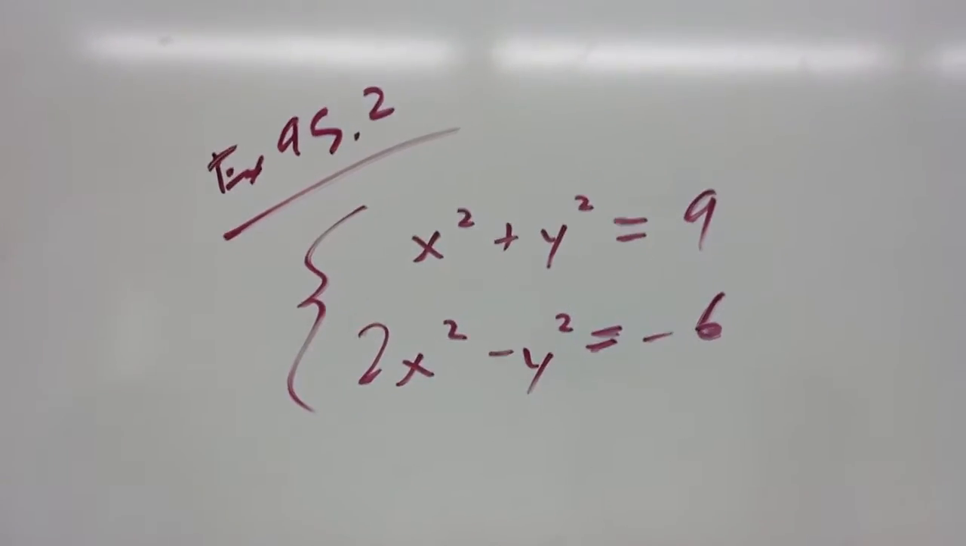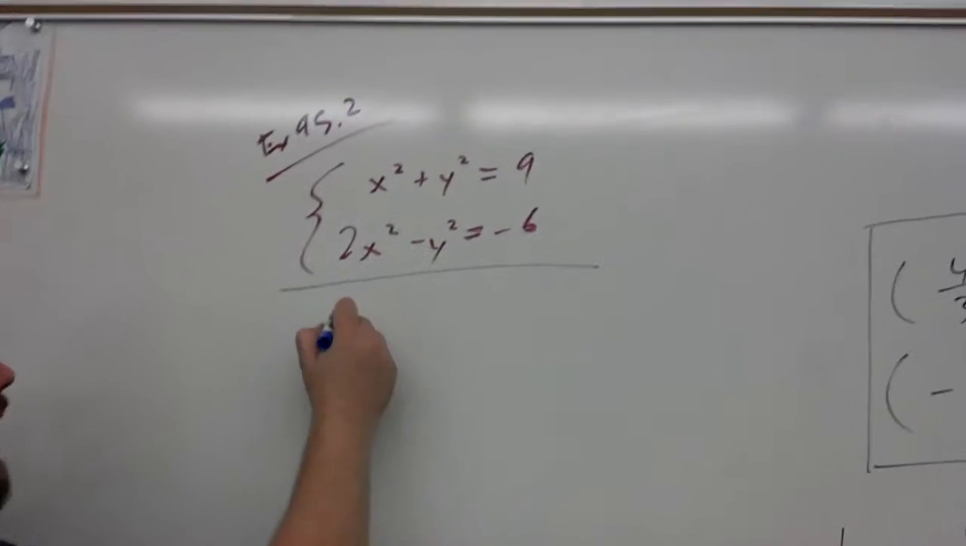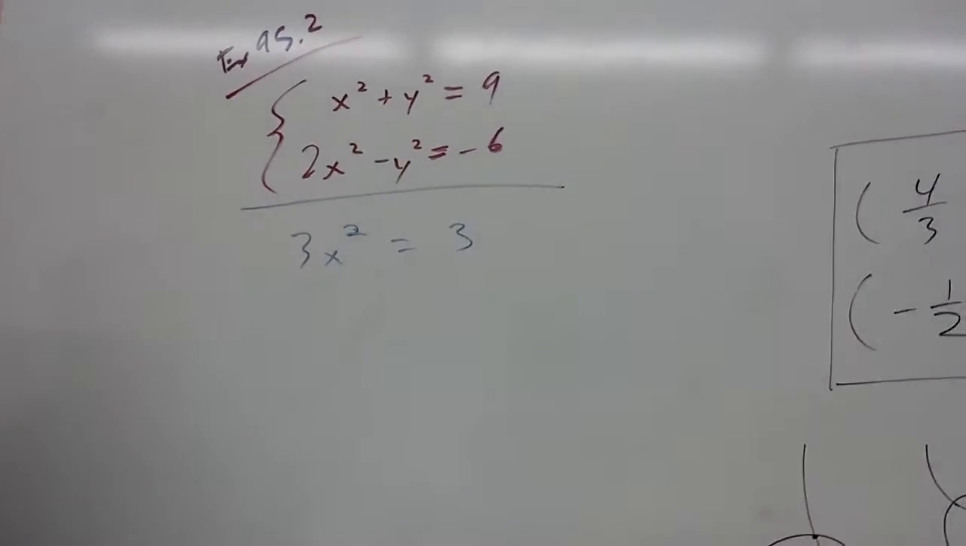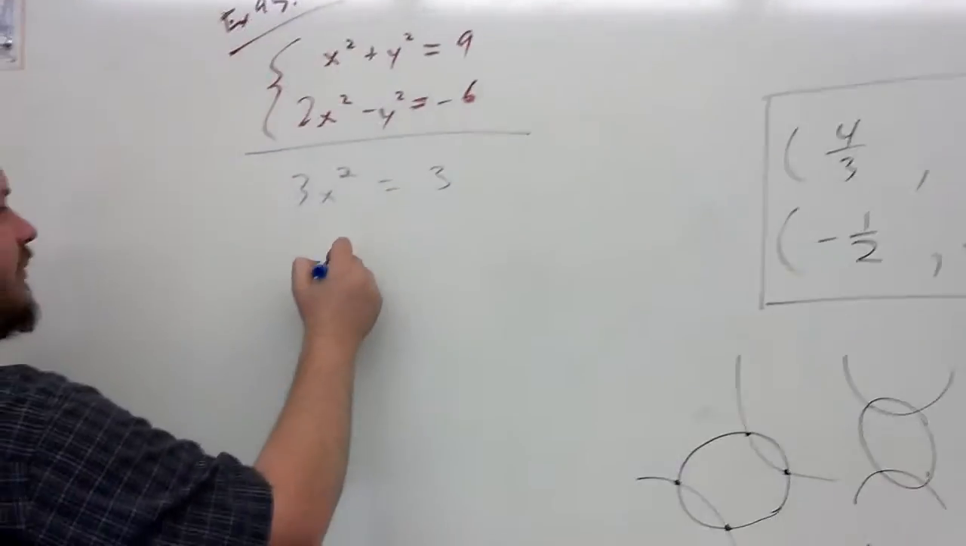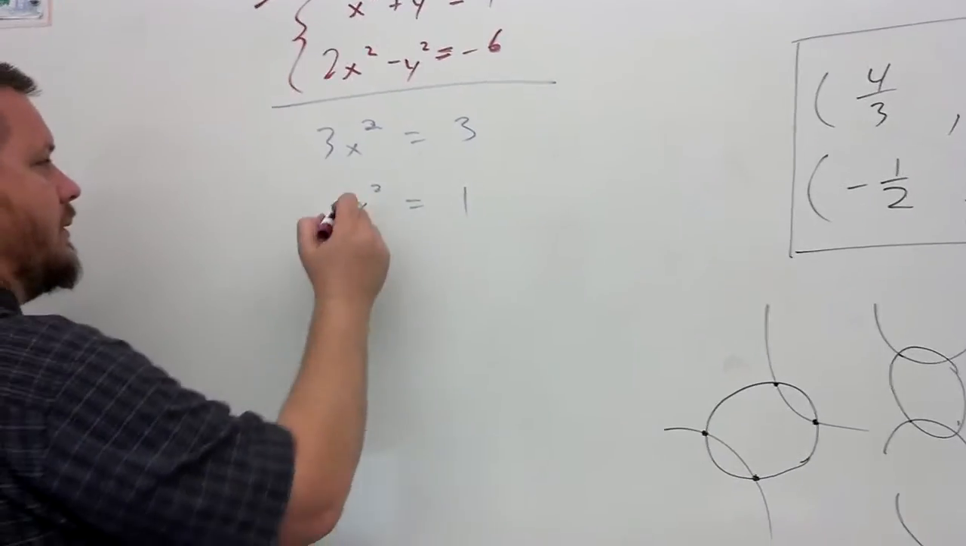On some of these equations, if you just add the 2 together, we can eliminate y, and we get this. Well, that looks a lot easier. Now what? Divide both sides by 3. x squared equals 1. And now what?